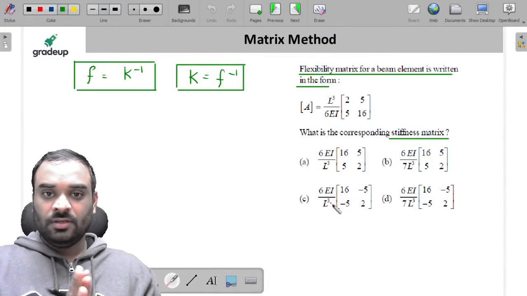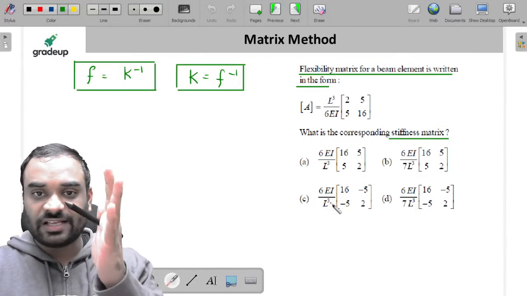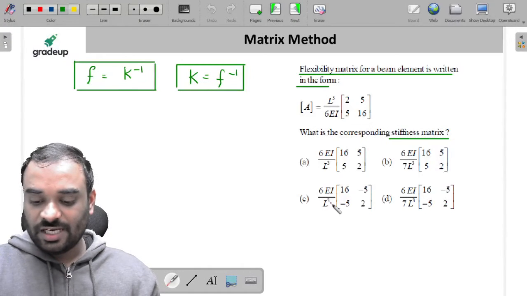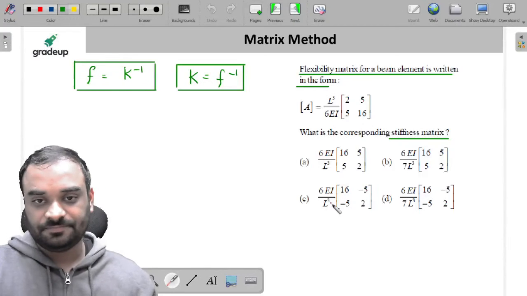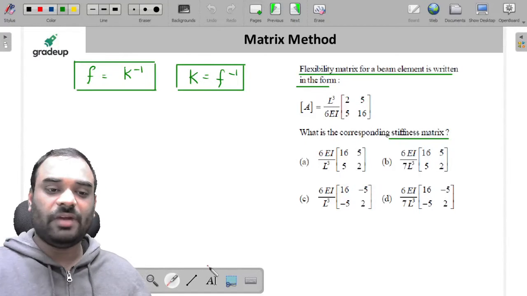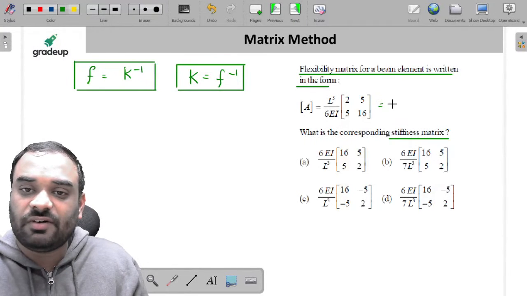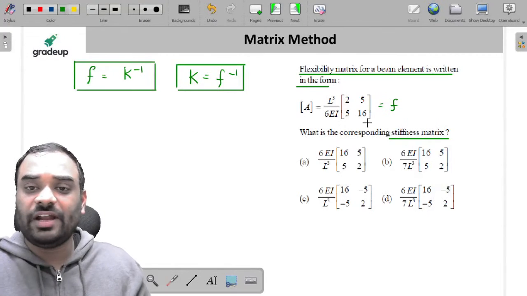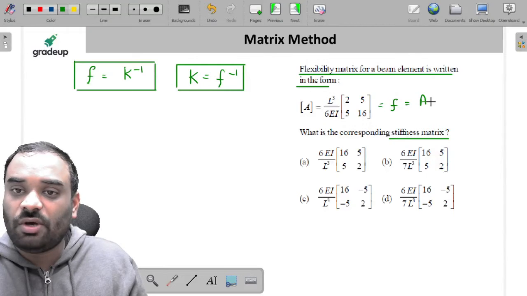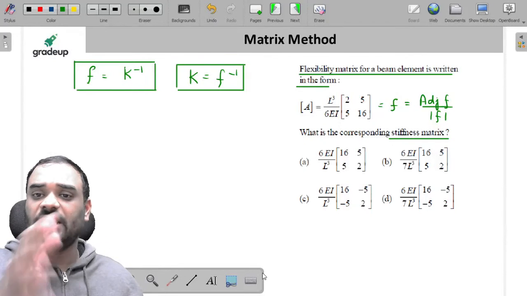Okay, guys. So what is the corresponding stiffness matrix to this flexibility matrix first? Okay, so tell me guys, what will be the answer of this question? What we have to do, my friends, if you want to take the inverse of this particular one, which is nothing but our flexibility matrix. We have to find the adjoint of F divided by mod of F.